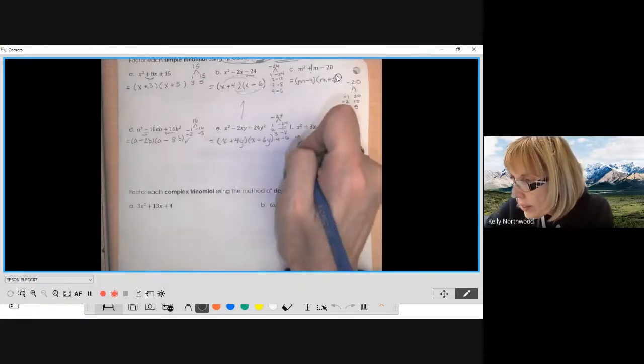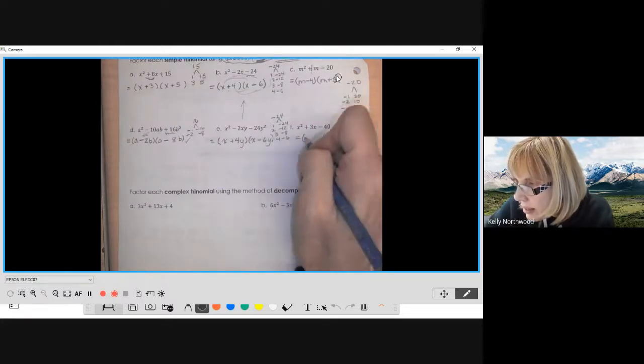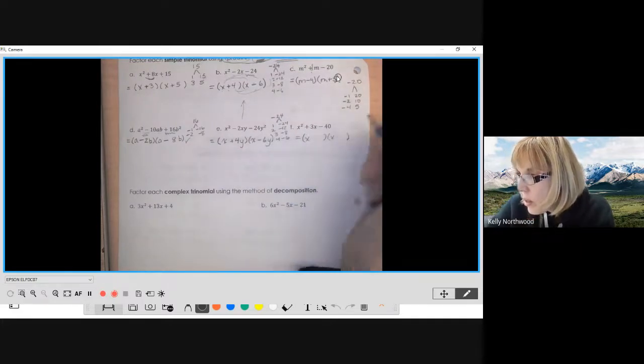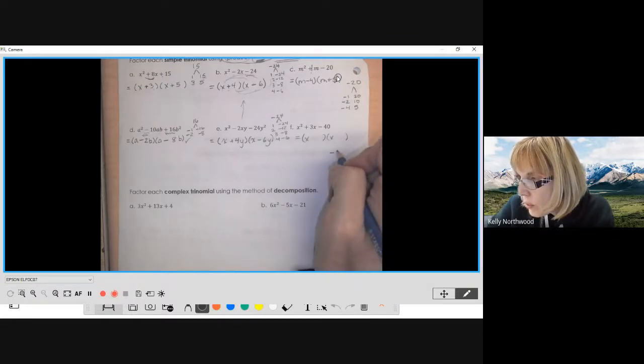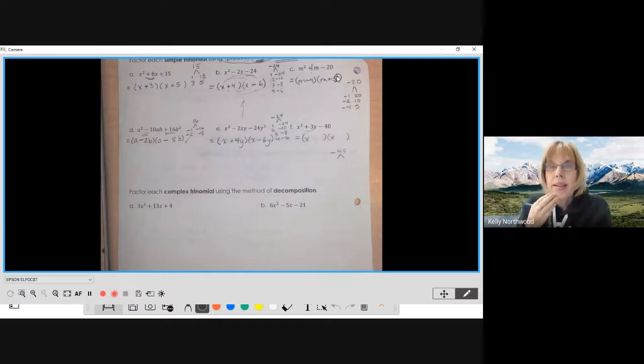And then f, x at the start of each. You want two numbers that multiply to -40 this time and add to +3. So multiplying to a negative, one's positive, one's negative. Add to 3, the bigger one is positive.